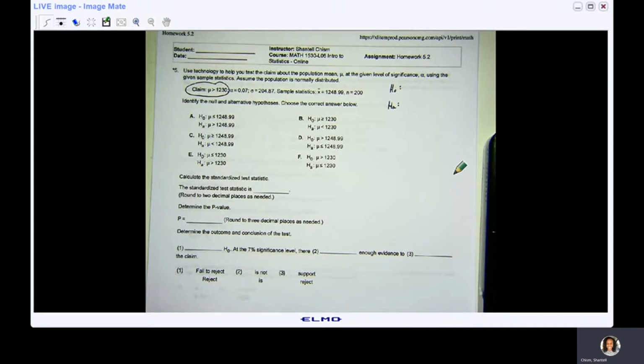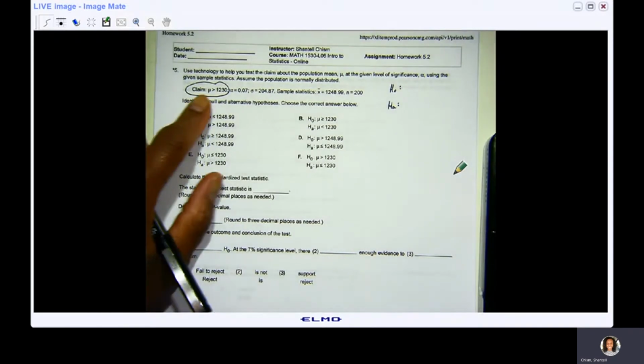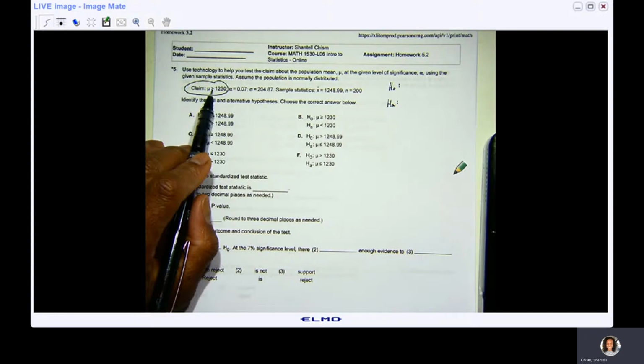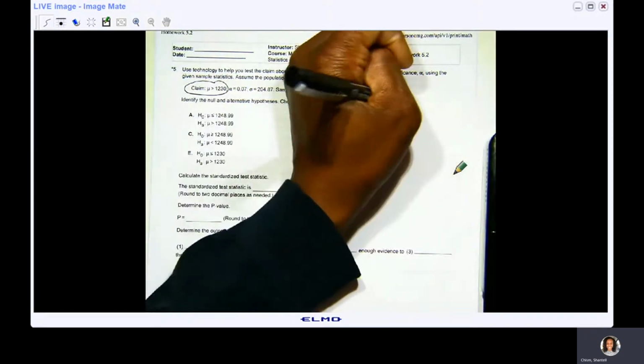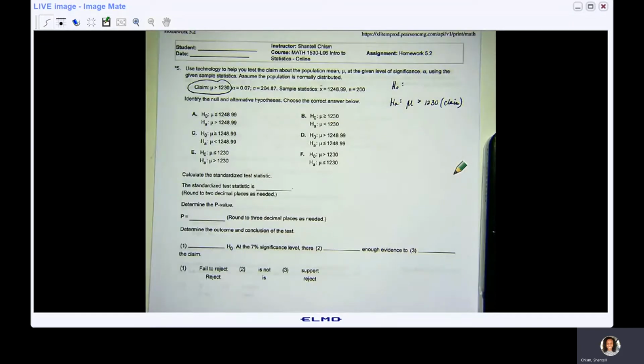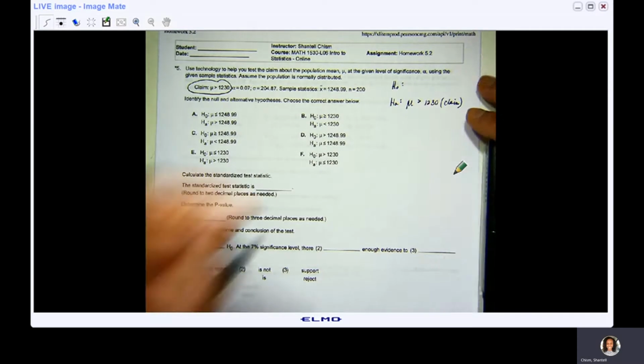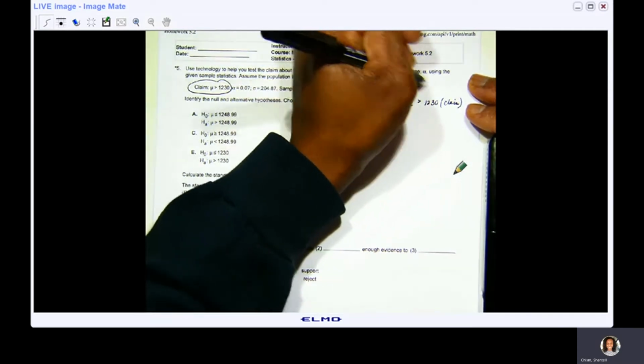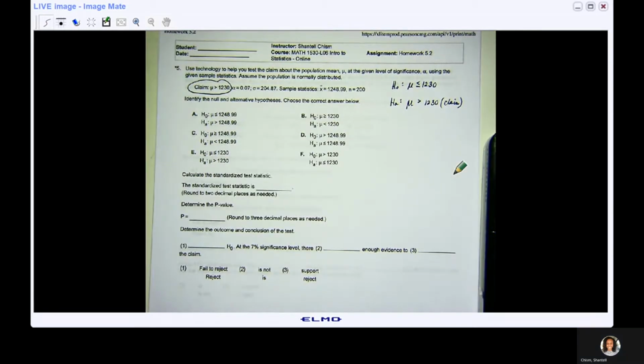So our claim is that the mean mu is greater than 1230. So notice that this is a strict inequality. So the claim has to be HA. Mean mu is greater than 1230. So I'm going to go ahead and put claim here by HA. All right. Now, to get H0, we have to do the opposite of greater than. We're going to have less than, and then H0 has to have equality. Okay.